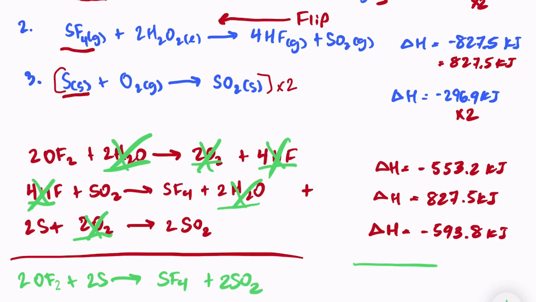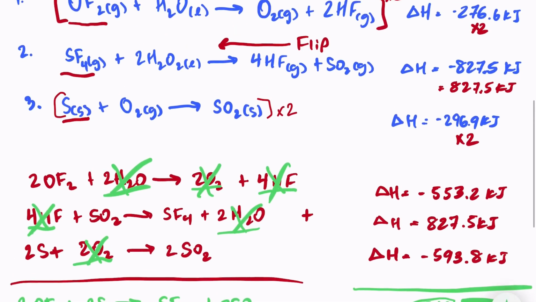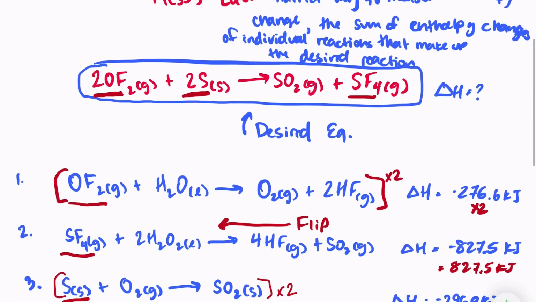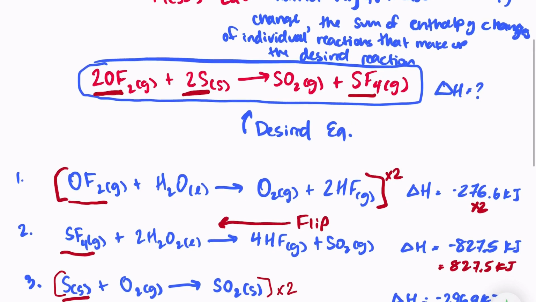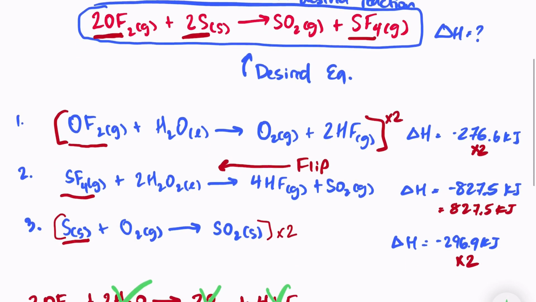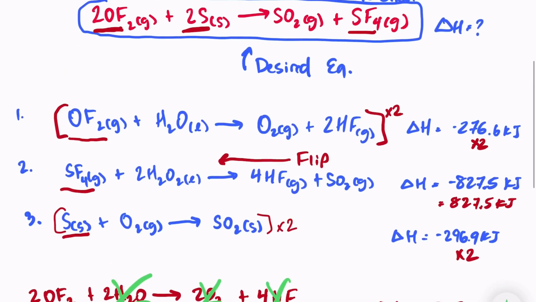If we add all of these enthalpy changes together, we should get negative 319.5 kilojoules. That is the answer to this question. We can double check that our equation matches up with the desired equation, and it does. So our enthalpy change, I could write the answer here, is negative 319.5 kilojoules.